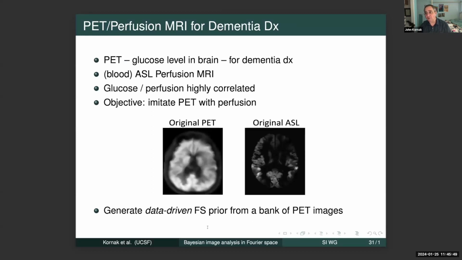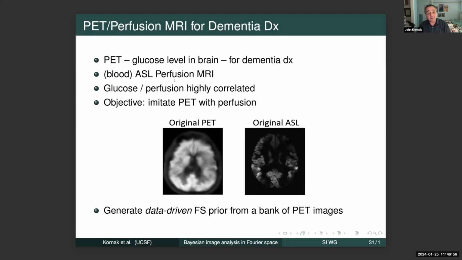Glucose in the brain has been used to help with dementia diagnosis, and to get that measurement you need to use PET, positron emission tomography, which is expensive and requires a radioactive tracer. But every individual is also getting a bunch of MRI, structural, maybe functional, diffusion. So if, instead of having to do a PET, we could use data that we can extract from an MRI scanner, that would be a big saving, including for the patient. The observation is that ASL perfusion is correlated with glucose level in the brain. It's a weak relationship, but if we can use the ASL and use prior information from a database of PET images to better reconstruct the ASL so that clinicians can use it in diagnosis, that would be an incredibly useful tool.